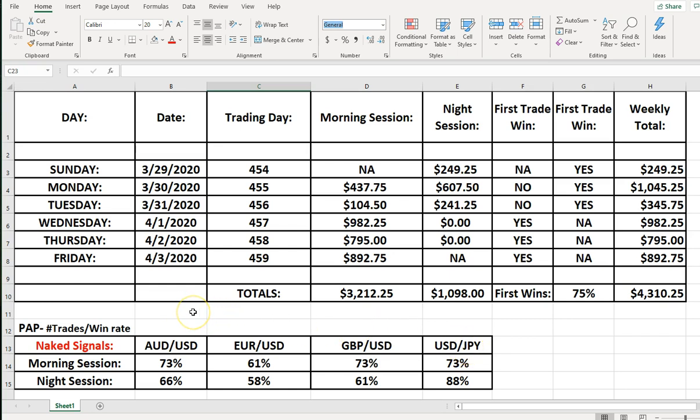Now, of course, if you look at these numbers, you'll see, well, wouldn't it have been better to trade the US and the yen this week? Well, the answer is, yeah, but that's hindsight. I didn't know that going into it, right? All I can do is look at what historically has been the case.